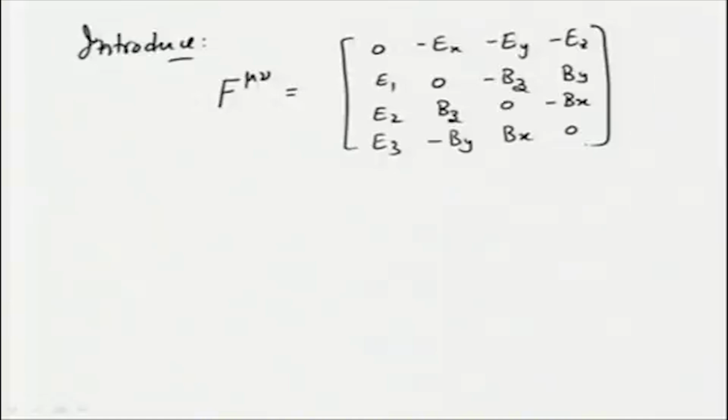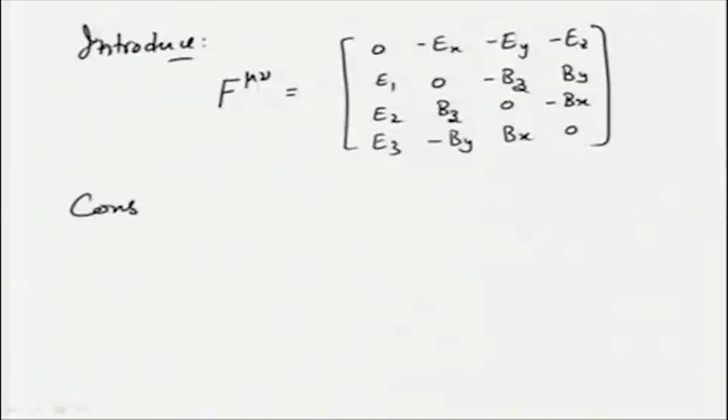As is clear from the explicit form, F mu nu is an antisymmetric matrix. It is actually an object which is antisymmetric under the exchange of mu and nu, the first and second indices.